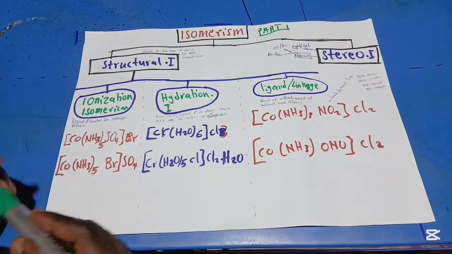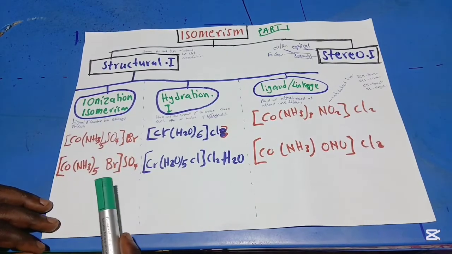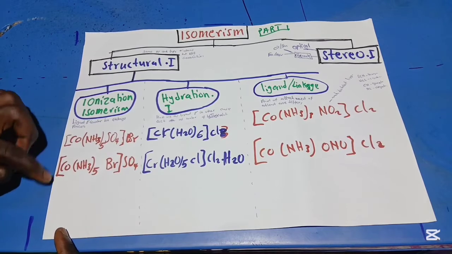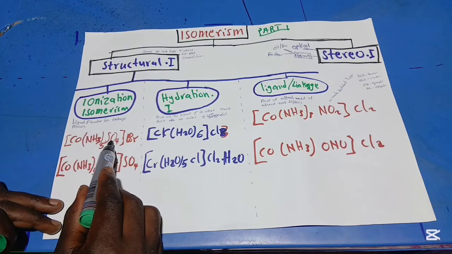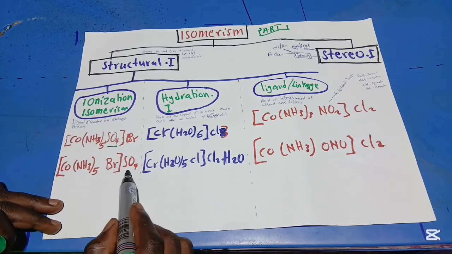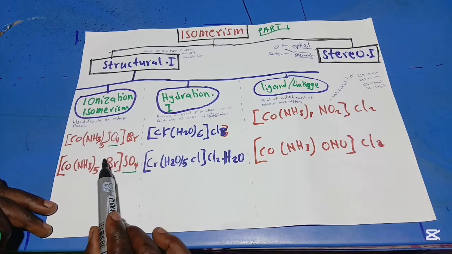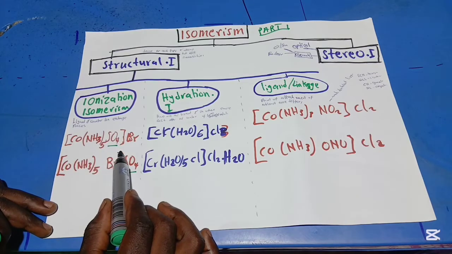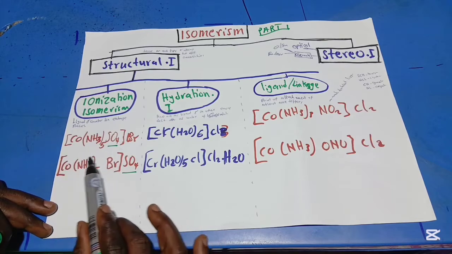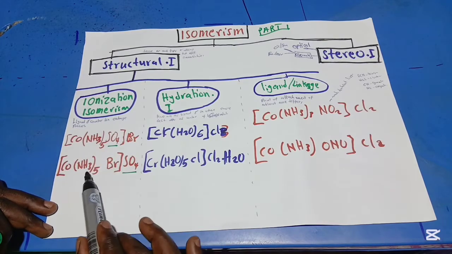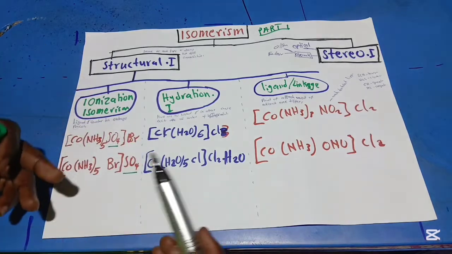So ionization isomerism. For ionization isomerism, look at these complexes. Can you see any difference? Here we have SO4 as a ligand, and here we have SO4 as a counter ion. Mind you, everything that is in the square bracket makes up the coordination sphere. Anything outside the square bracket is a counter ion. So we have a counter ion and a ligand exchanging their places.